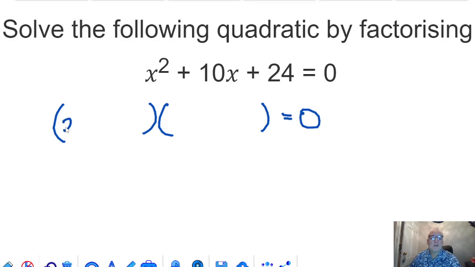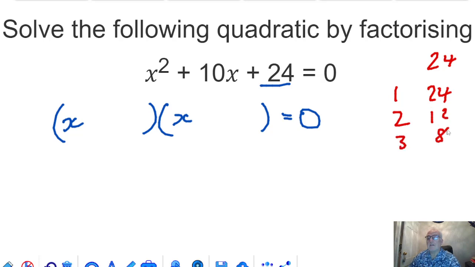Where we've got an x squared, you are always going to have an x and an x at the front of each bracket, in every single case. Let's have a look at the last term, the 24. What we're going to try and do with the 24 is list down all the factor pairs. Factor pairs of 24 would be 1 and 24, 2 and 12, 3 and 8, 4 and 6. They're all the pairs that make 24 if I multiply them together.